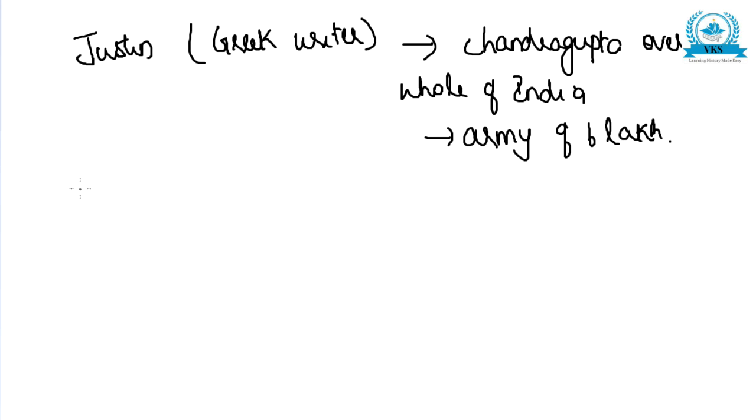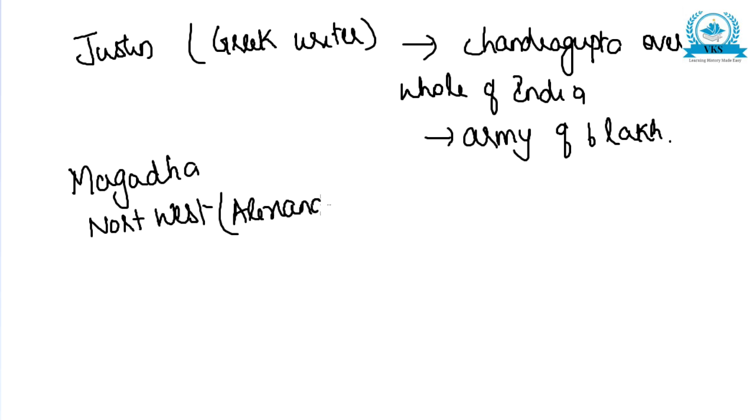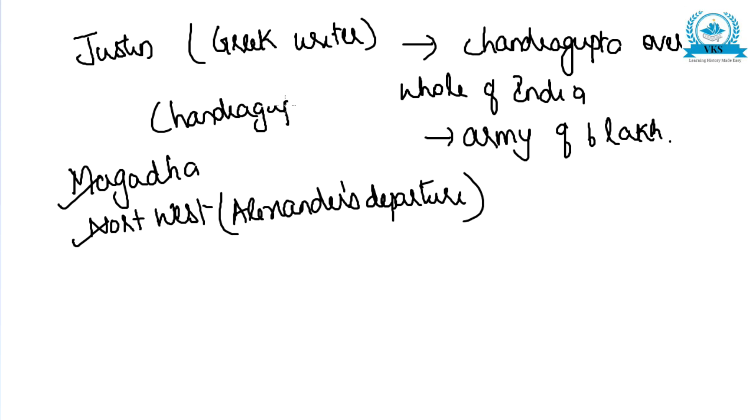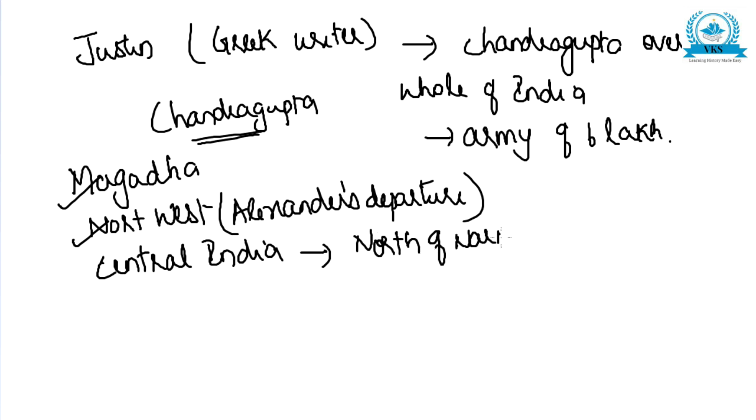So first the acquisition of Magadha was done, and after that Chandragupta moved to the northwest. In the northwest there was a vacuum created by Alexander's departure, and to make use of that, Chandragupta moved there. The areas of the northwest also fell to him rapidly. So in his conquest, we can see that first Magadha was acquired, then the northwest. Then he moved back to central India and occupied the regions north of the Narmada River.